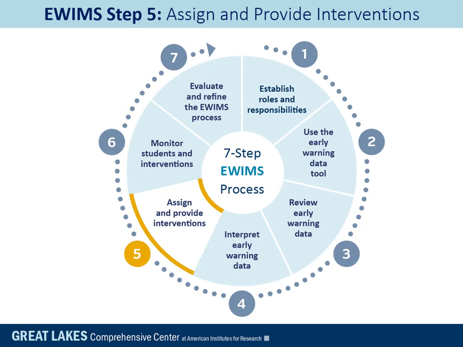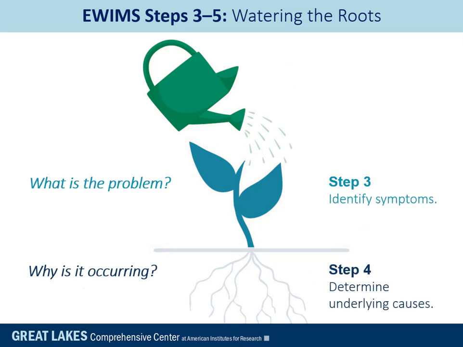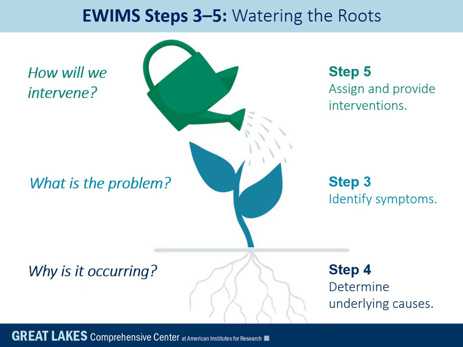After identifying students who are off track in Step 3 and digging deeper to understand the underlying causes of risk in Step 4, in Step 5, the EWIMS team selects and assigns students to appropriate interventions to help them get back on track in the areas of attendance, behavior, and course performance. In simple terms, in Step 3 we identify who is flagged, in Step 4 we ask why they are flagged, and in Step 5 we discuss how to intervene.